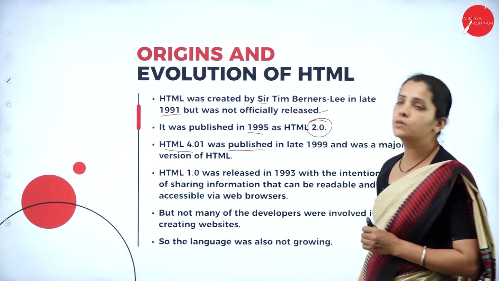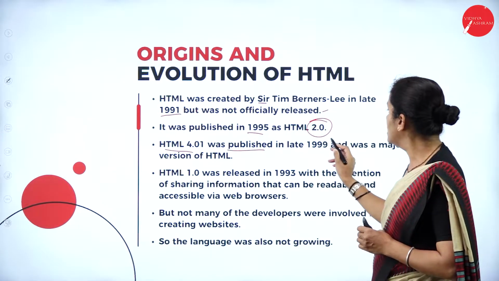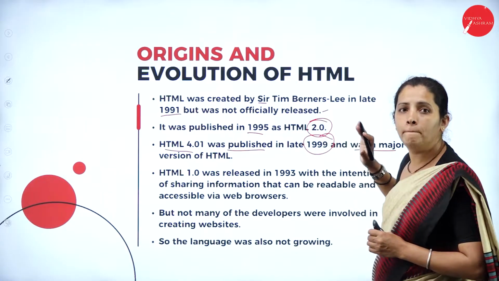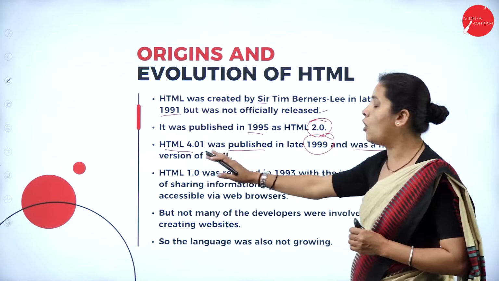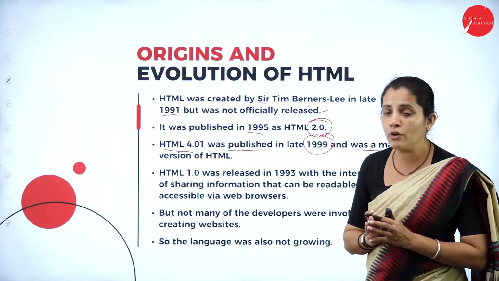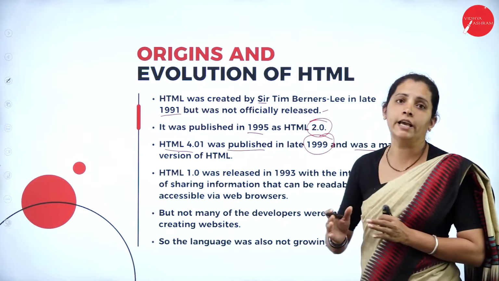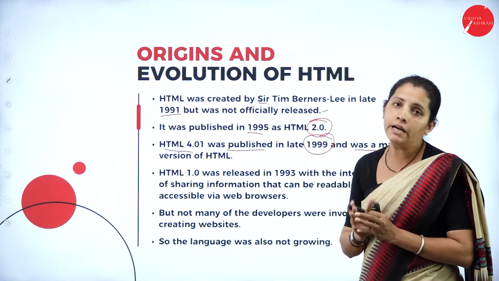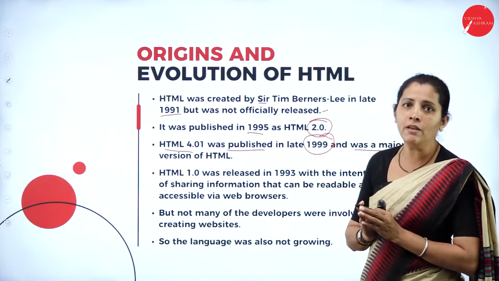Later, HTML 4.01 was published in the year 1999, and it is a major version of HTML. So, which is the major version of HTML? That is nothing but HTML 4.01. But nowadays it is HTML 5.